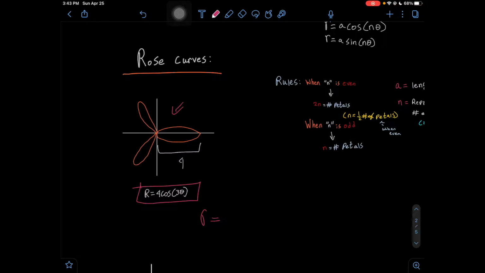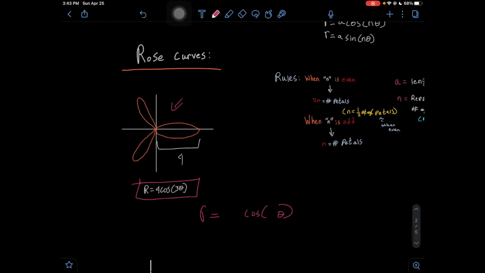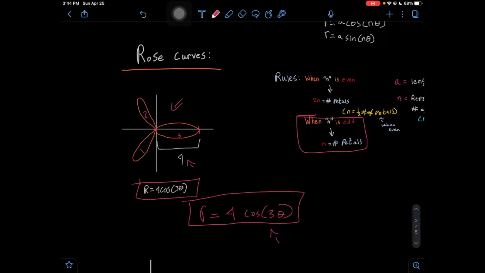So we know r equals something times cosine something times theta. Well, we remember we said that when n is odd, n equals the number of petals. Well, we have 1, 2, 3 petals. Well, we know n equals 3 now, because we have an odd number of petals. So now we need to find the length of each petal. We said the length of each petal is 4, so we have 4 here. We start at the origin, so we have an r value of 4. The equation for this is r equals 4 cosine of 3 theta.